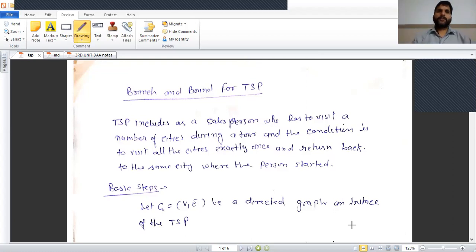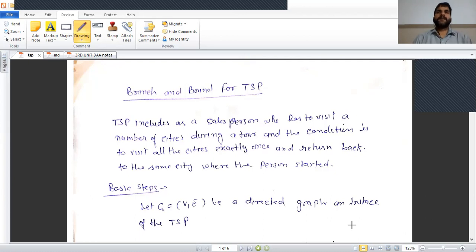Dear students, today we discuss branch and bound for the traveling salesman problem. In the traveling salesman problem, a salesman has to visit a number of cities during a tour, and the condition is to visit all the cities exactly once and return back to the same city where the person started. This is the definition of the traveling salesman problem.